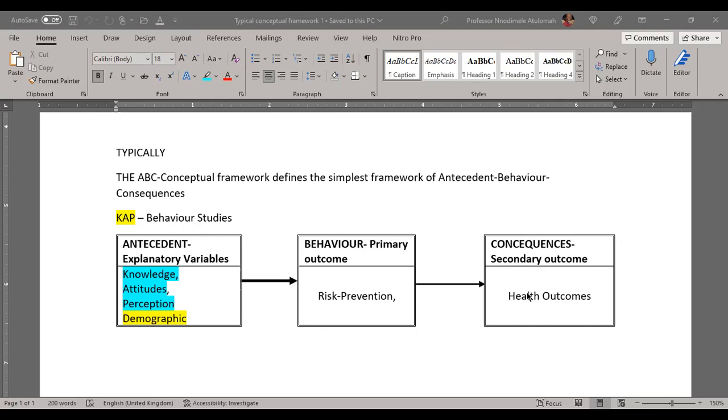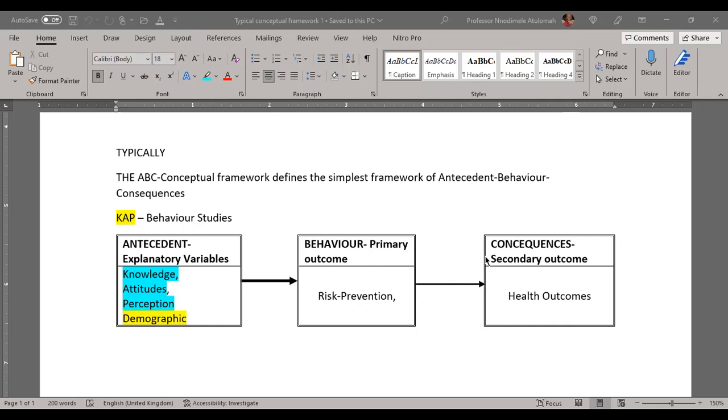What is the problem? This is it. But why is this happening? It's happening because of these two. Okay, so the measurement of these must be very good so that you'll be able to say, because of the low knowledge, inappropriate attitudinal disposition, and inappropriate perception, the behavior of concern is what it is. Then you measure the behavior of concern. If the behavior of concern is high, then that will be a reason to conclude that the behavior is the reason for the health outcome. Right. So this is the simplest.